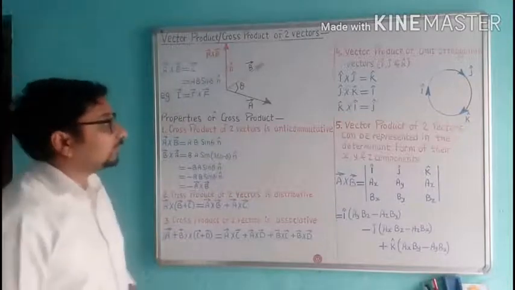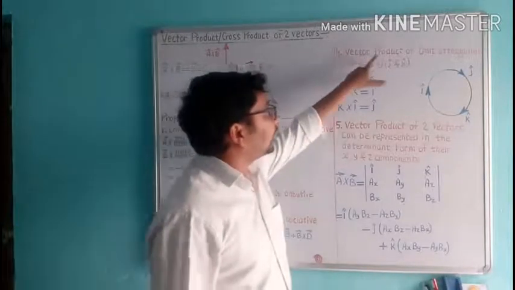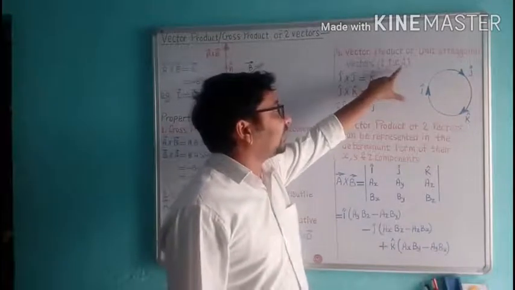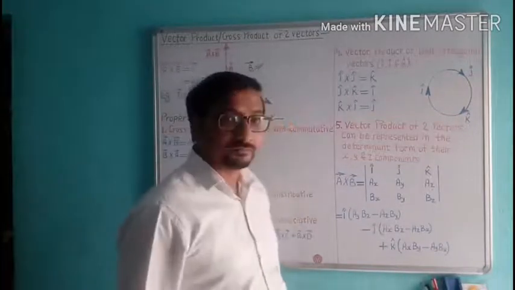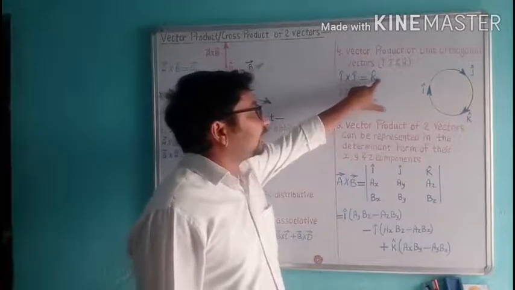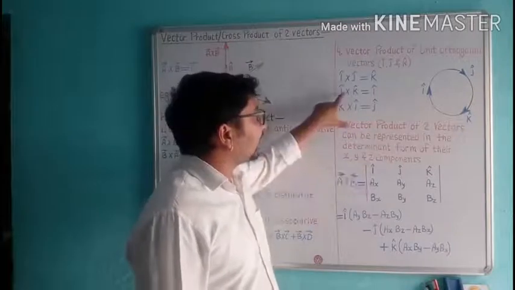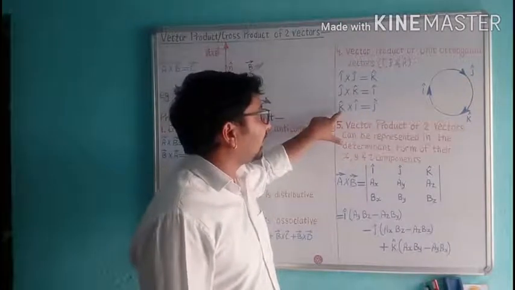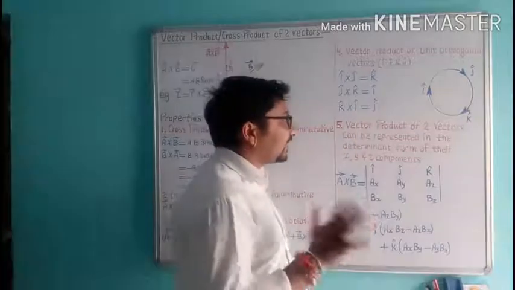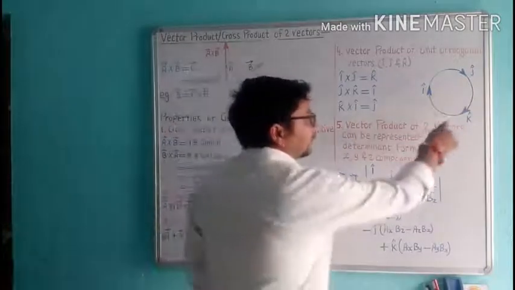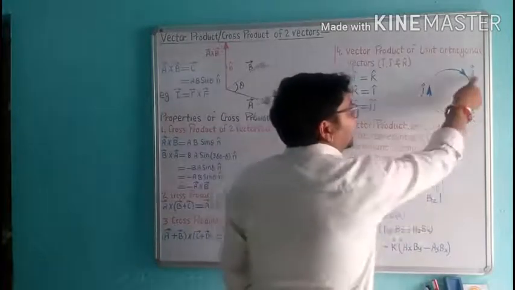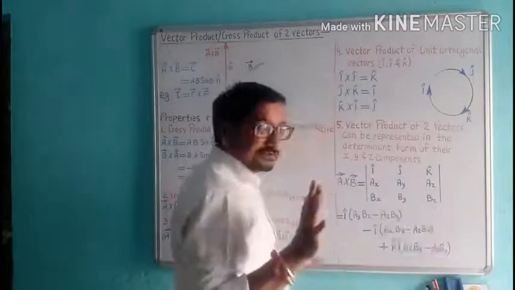Now next property is vector product of unit orthogonal vectors, that is I cap, J cap and K cap. I cap cross J cap is equal to K cap. J cap cross K cap is equal to I cap. K cap cross I cap is equal to J cap. Now here is the trick to remember this. Make a cycle and write I cap, J cap, K cap clockwise.